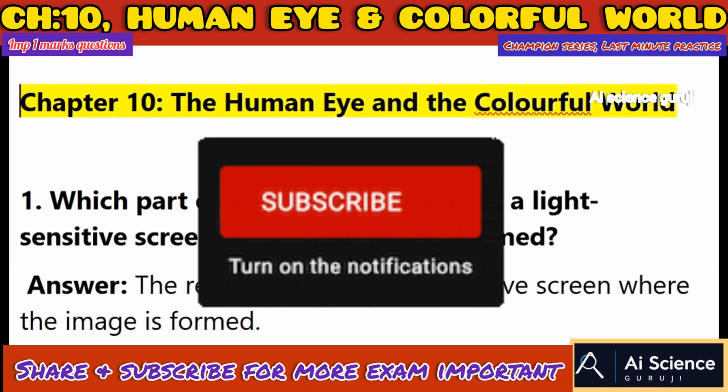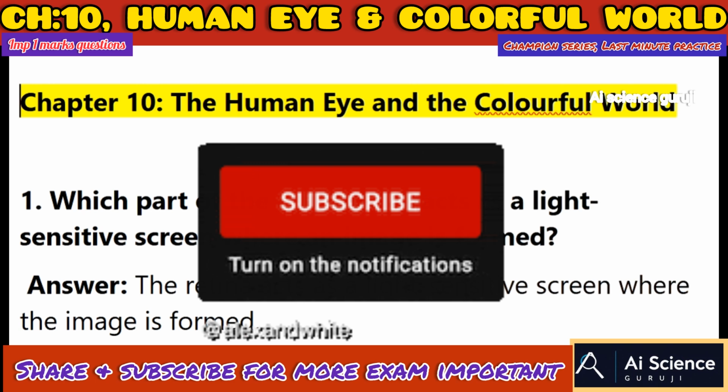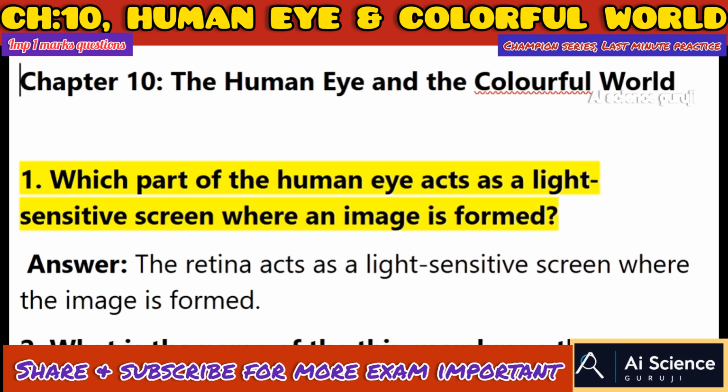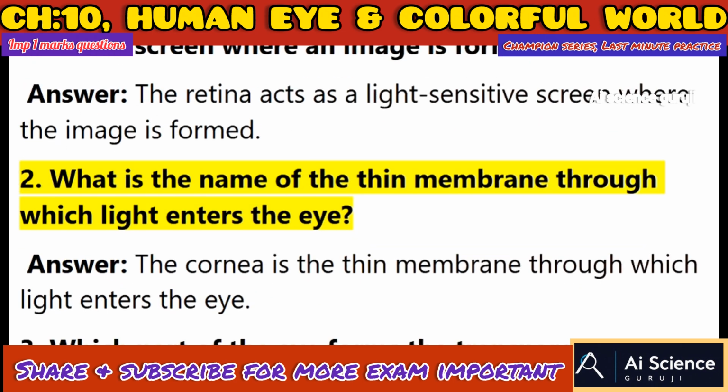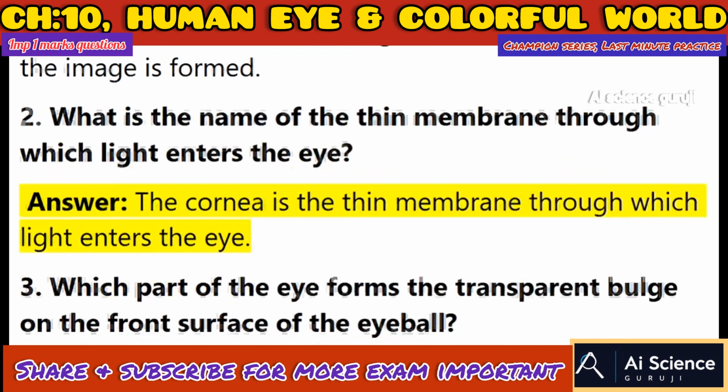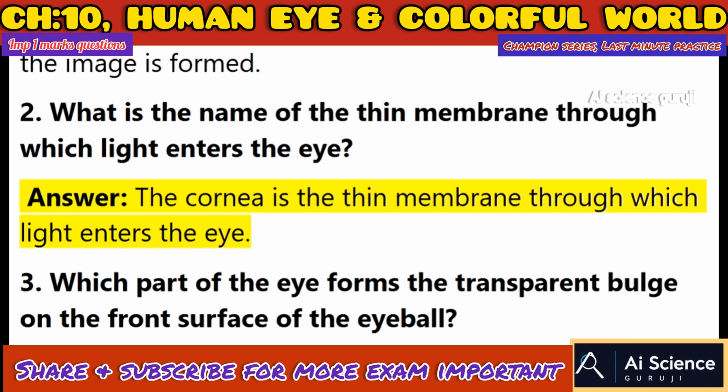Chapter 10, The Human Eye and the Colorful World. 1. Which part of the human eye acts as a light-sensitive screen where an image is formed? Answer: the retina acts as a light-sensitive screen where the image is formed. 2. What is the name of the thin membrane through which light enters the eye? Answer: the cornea is the thin membrane through which light enters the eye.